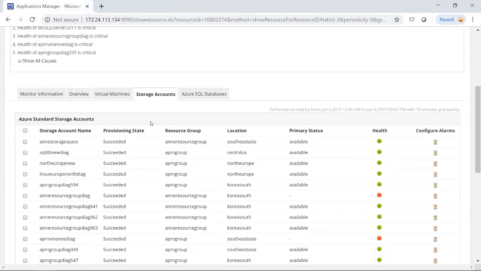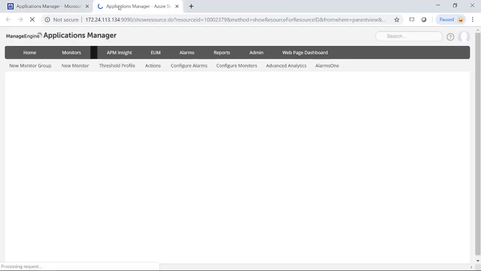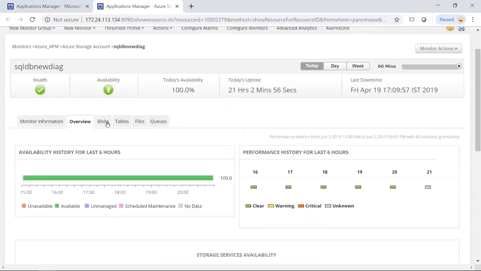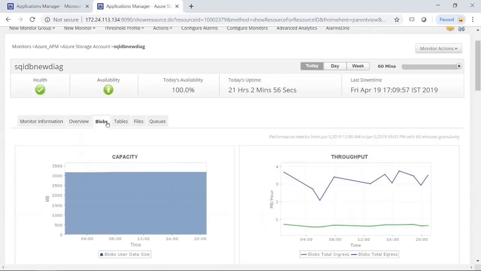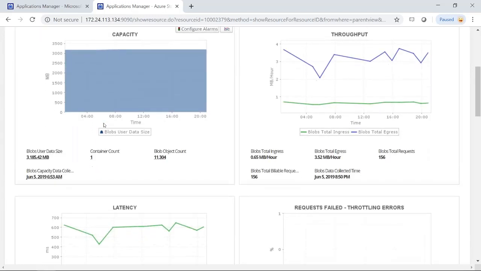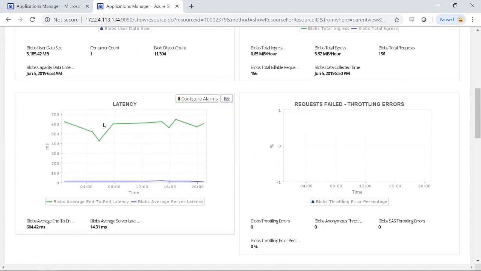Now, under Microsoft Azure, the storage accounts have various metrics like the blobs, tables, queues, and files. So these blobs have intricate monitoring where we can monitor the overall capacity that is assigned to an individual blob, and at the same time the ingress or the egress operations, which is identified under the throughput, is also seen, followed by the latency, which is the number of requests that is being sent to the blob. And lastly, we monitor the number of throttling errors.